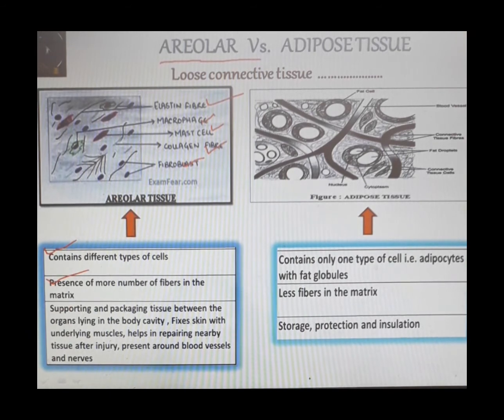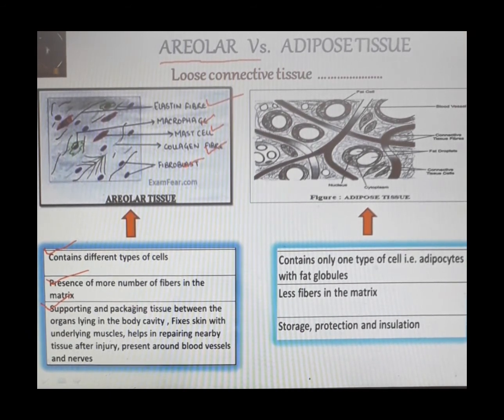Then this tissue is going to act as a supporting and packaging tissue. It is going to support your body and package the gaps between the organs lying in the body cavity. Then it is going to fix the skin with underlying muscles. It is going to help in the repairing of nearby tissues after injury.